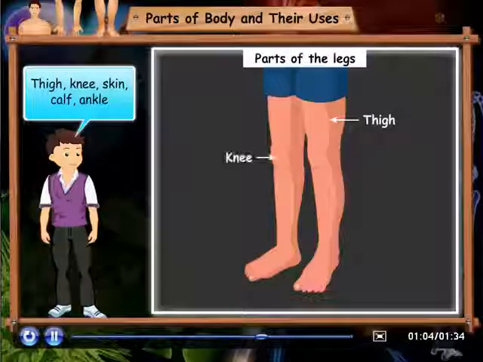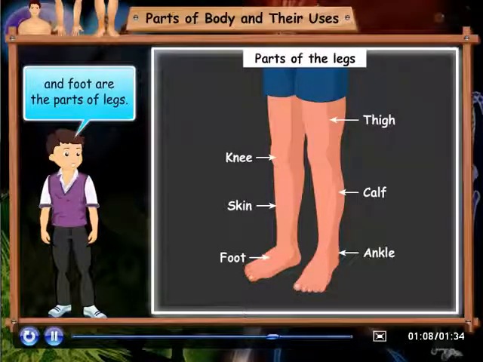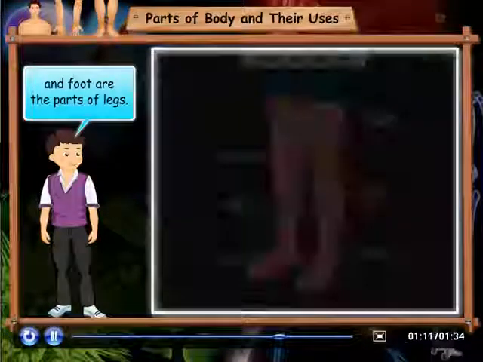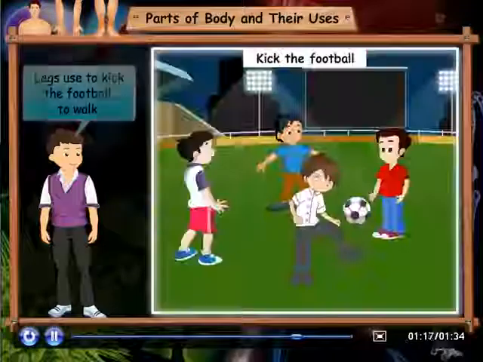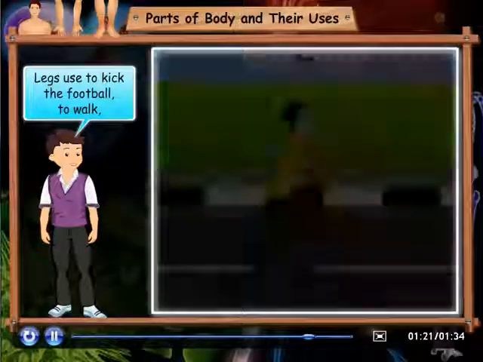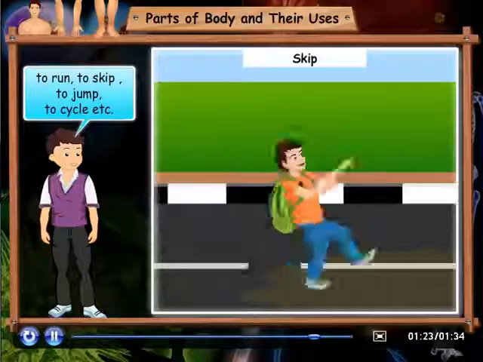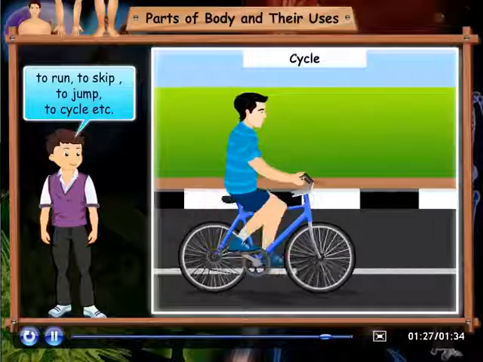Thigh, knee, skin, calf, ankle and foot are the parts of legs. Heel, sole and toes are parts of a foot. Legs are to kick the football, to walk, to run, to skip, to jump, to cycle, etc.